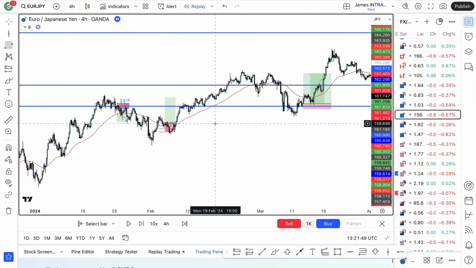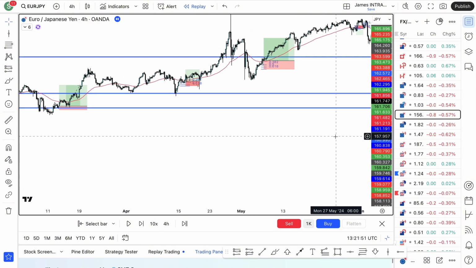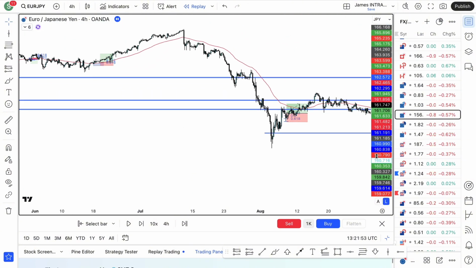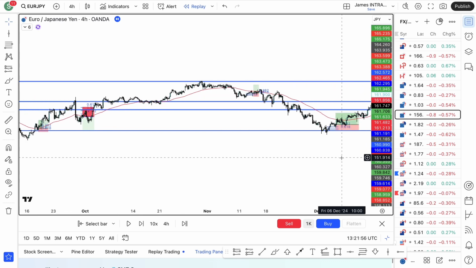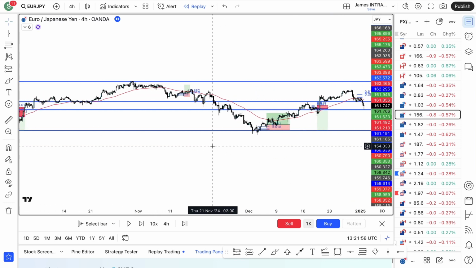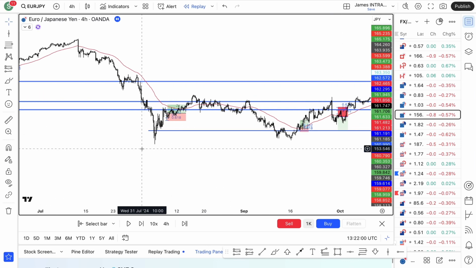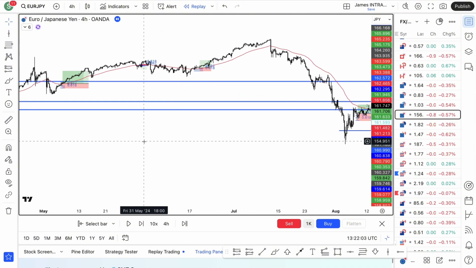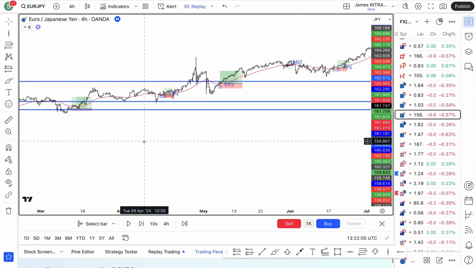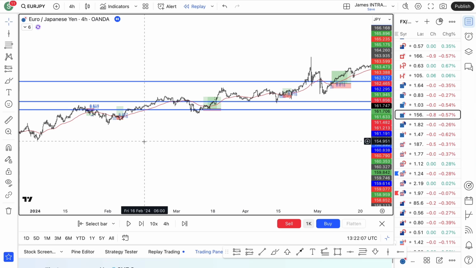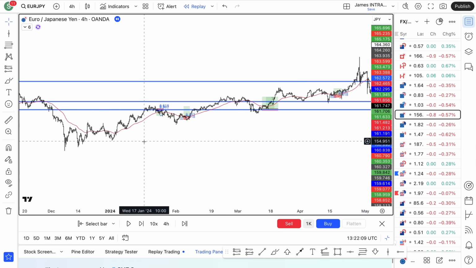And if we do, how many wins did we get? How many trades? No, it's 13. 13 trades. So let's count the winners. 1, 2, 3, 4, 5, 6, 7 winning positions out of 13. 7 is 53%. So there you go, guys. 13%, 53% strike rate, 13% return on Euro Japanese yen.